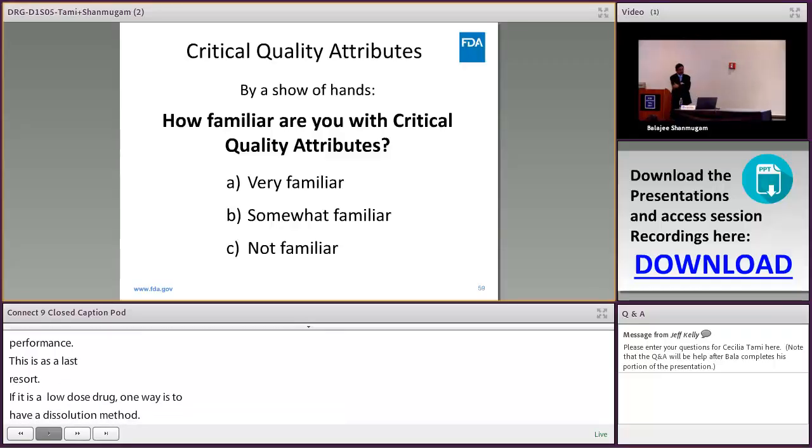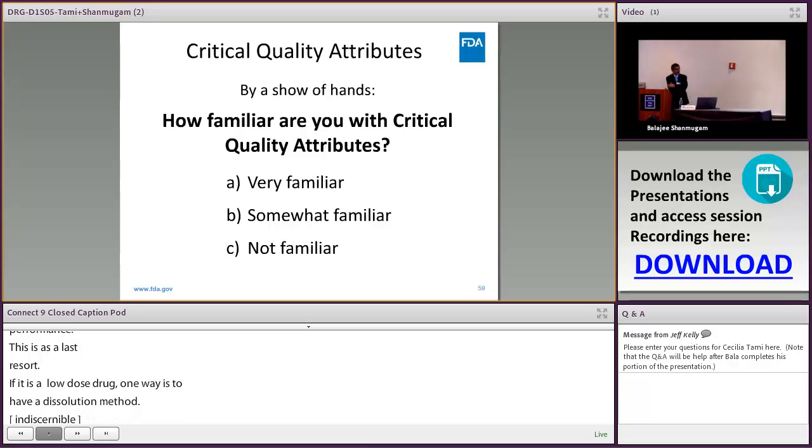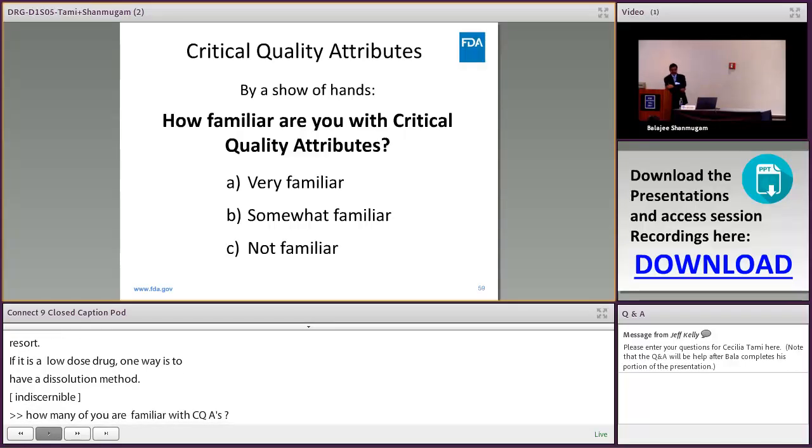We'll make it interactive, a little fun. How many of you are aware of CQAs, critical quality attributes? Okay. So your weekend is all set with ICH Q8.